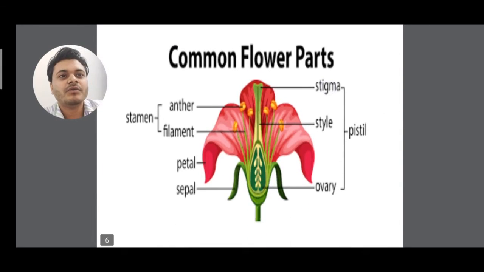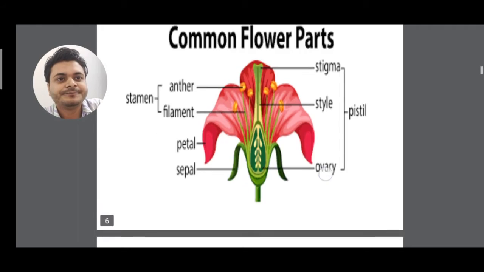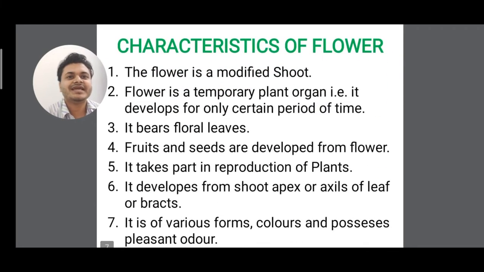Next, you can see the common parts of a flower. You can see stigma, style, ovary. So stigma, style, and ovary comprise the pistil, isn't it? Now anther and filament. These two comprise the stamen. Another name of stamen is androecium. Another name of pistil is carpel, gynoecium. Then we have petals, we have sepals. So no confusion should be there. Clear?